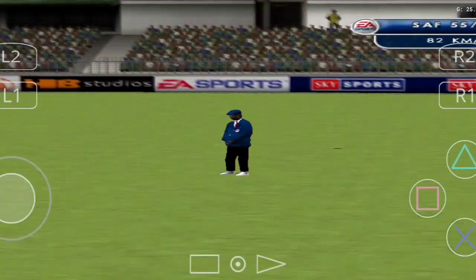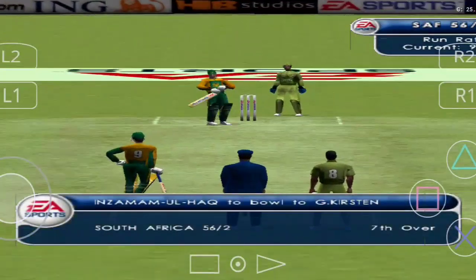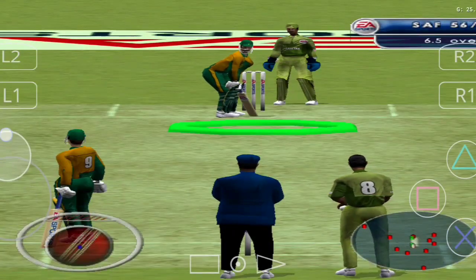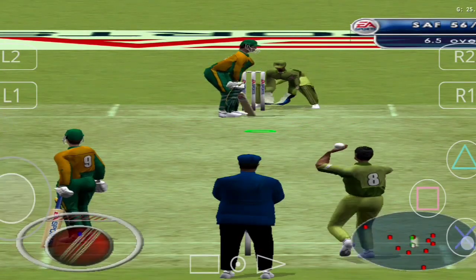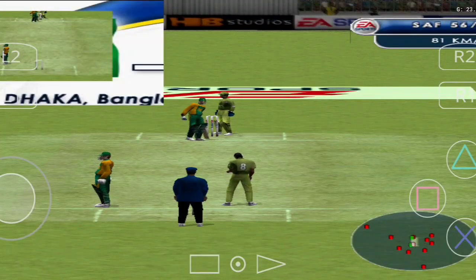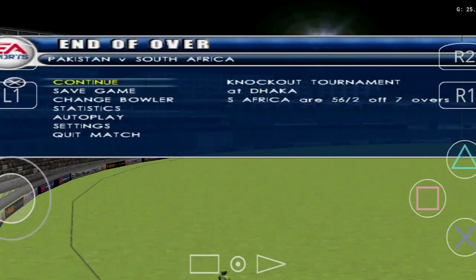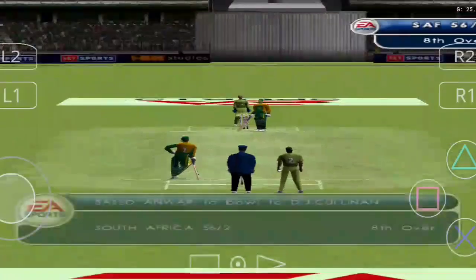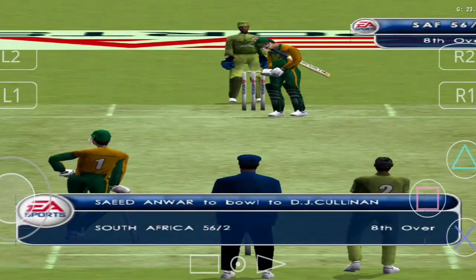That's the first runs of the day for Cullinan. Three overs are left in the innings. We're about to see a change in the bowling.